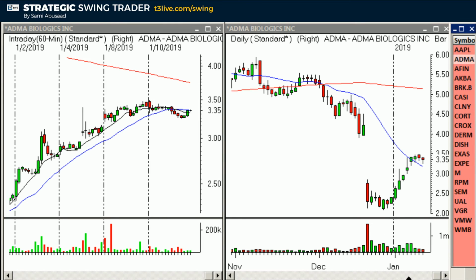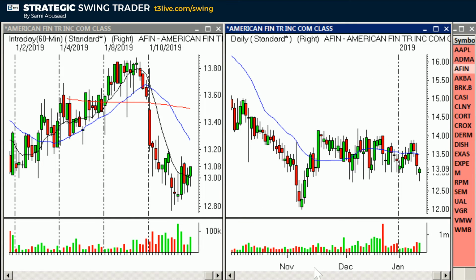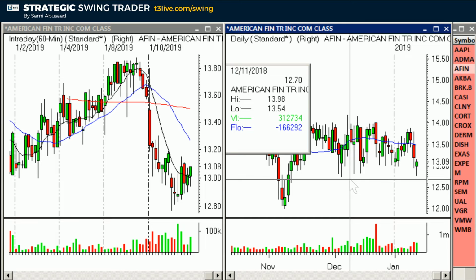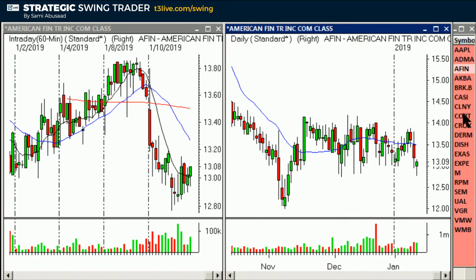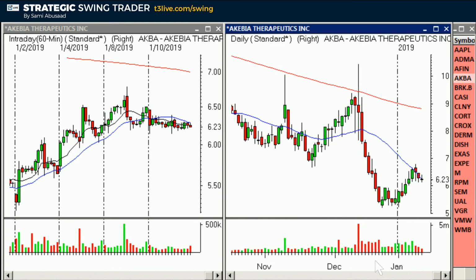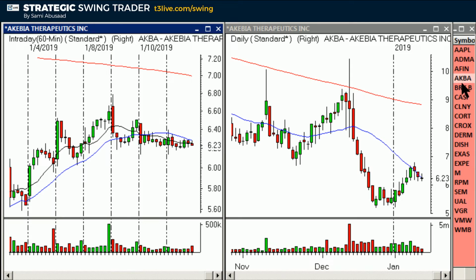Sell setup. ADMA is another sell setup. I have a lot of rollover plays on the hourly chart. See this? So the short would be under today's low, stop above the highs. ADMA. Okay, a lot of similar plays, and that's due to the market. This is not similar. This is just a breakdown under a lot of bottoming tails, also a long base. So that's not bad. Breakdown on the AFIN. AKBA is a sell setup and a rollover or a rounding top sort of on the hourly chart.